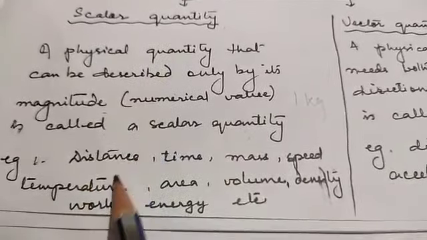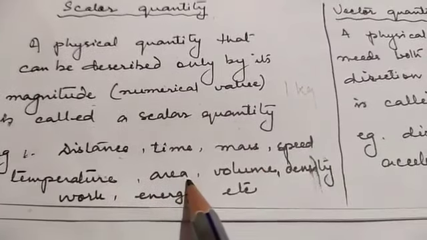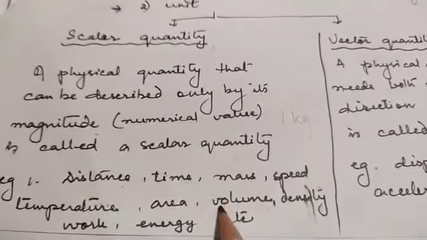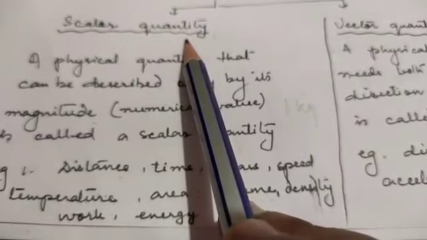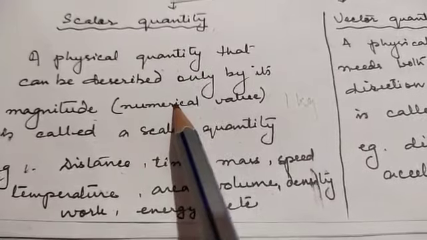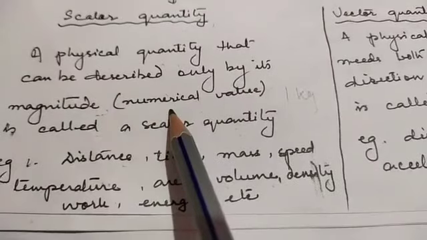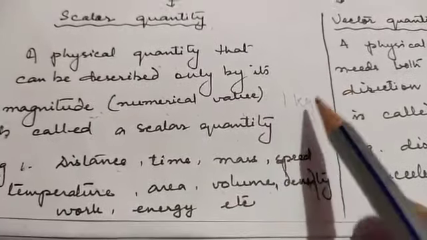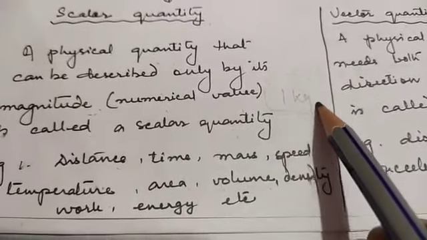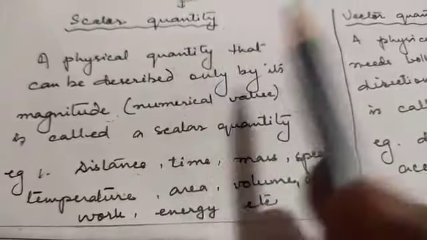Examples of scalar quantities are distance, time, mass, speed, temperature, area, volume, density, work, energy, etc. All these are the examples of scalar quantity. Scalar quantity is what? It is a physical quantity that can be described only by its magnitude. Magnitude is what? The numerical value. So if I say 1 kg, I am only talking about the numerical value. So this 1 kg is a scalar quantity.